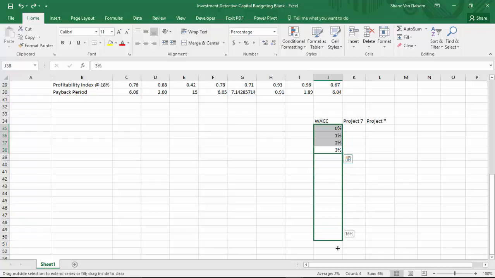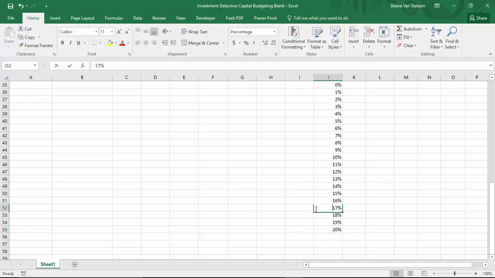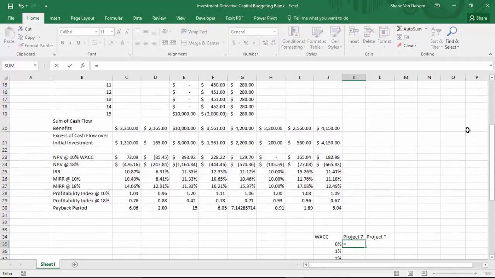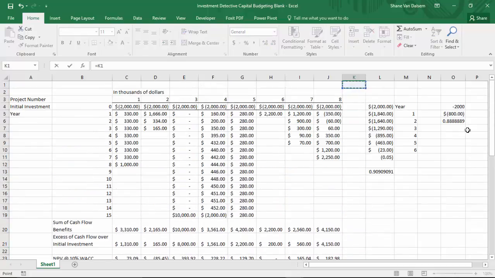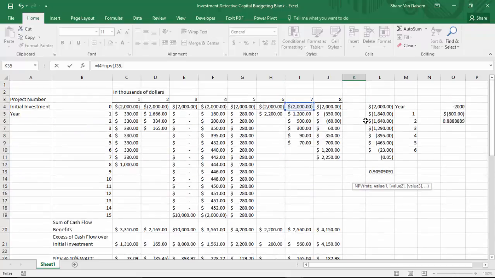I'm going to scroll that down. You can kind of see in very light numbers how far I go down. So I'm going to take that down to 20%. So here I'm going to put in equals the initial investment for project 7 plus NPV. Now my rate will be the amount in the first column of my table here, then comma. I'm going to highlight the cash flows after time 0.